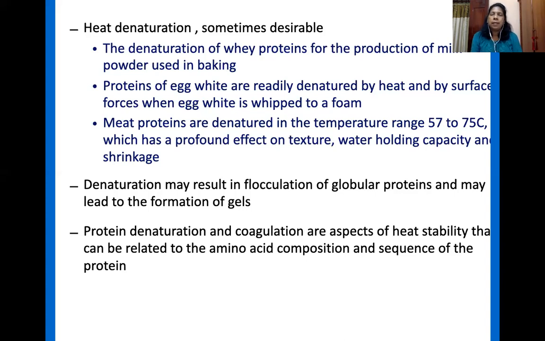Actually, here the protein denaturation happens, and coagulation are aspects of heat stability. In puddings, tofu, cheese, and in the case of sausage even, because of the coagulation and heat stability, you can get the sausage structure. If not, you can't get it, right? Am I correct? Can you understand that?